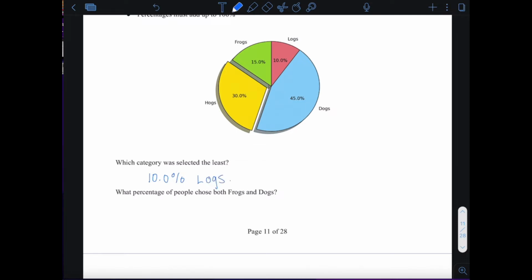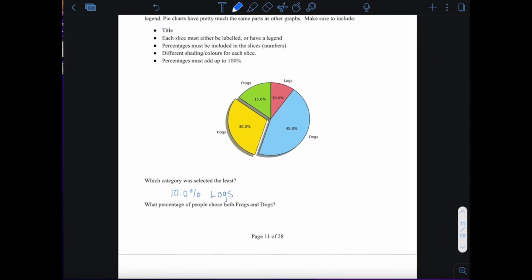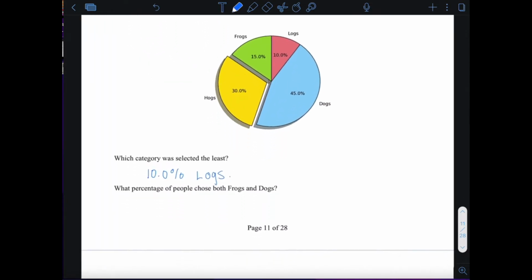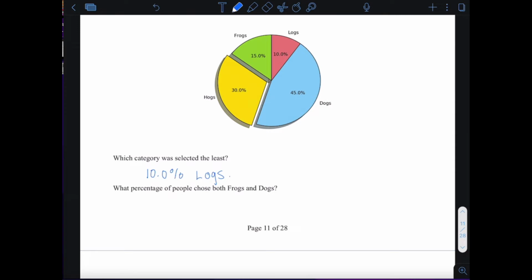Okay, what percentage of people chose both frogs and dogs? So maybe this is a question about what you like to have as a pet. Maybe you like to have a log as a pet. What percentage of people chose both frogs and dogs? We just add them together. So frogs is 15, dogs is 45. 60% of people chose frogs or dogs.